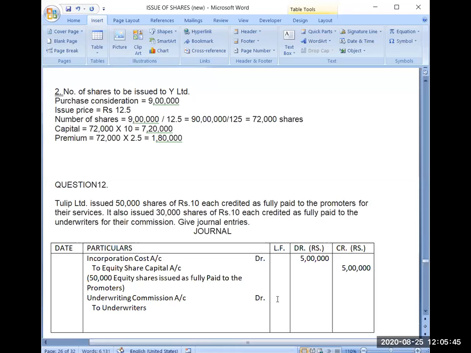Now come to the amount section. Because we are issuing 30,000 shares, face value ₹10, if you multiply them, that amount will become 3 lakh. And because the question has not told us anything, that's why we have to assume it 3 lakh. Now I hope this point is clear. We have to pay 3 lakh to the underwriters. And the narration will be underwriting commission due.